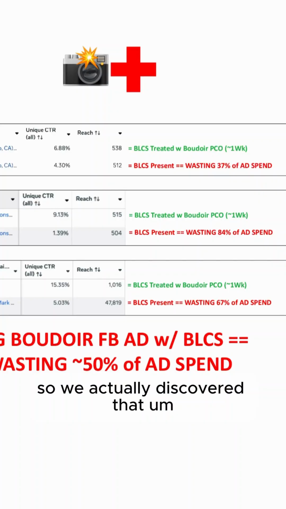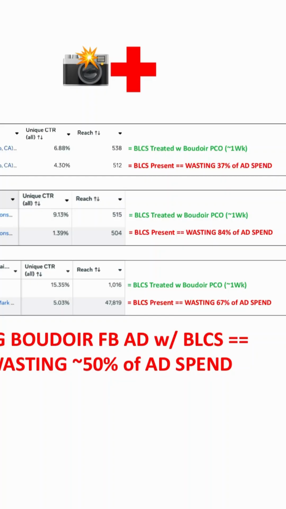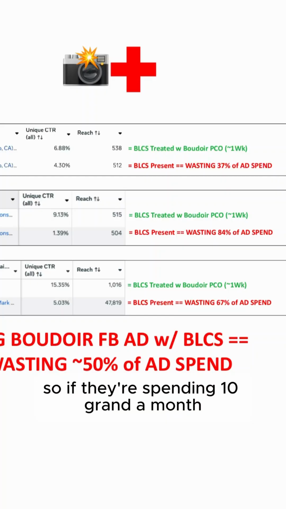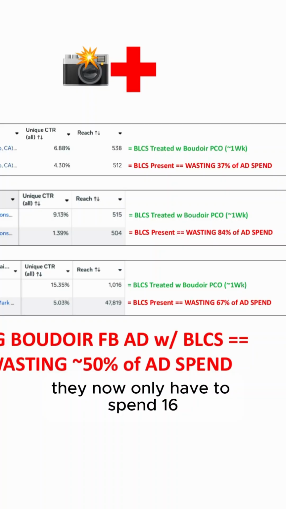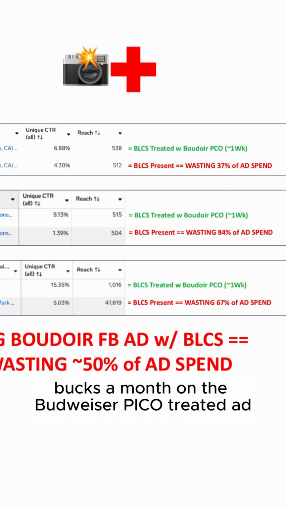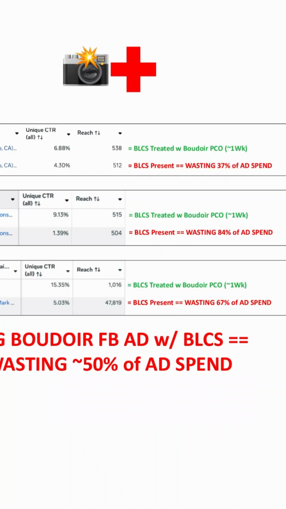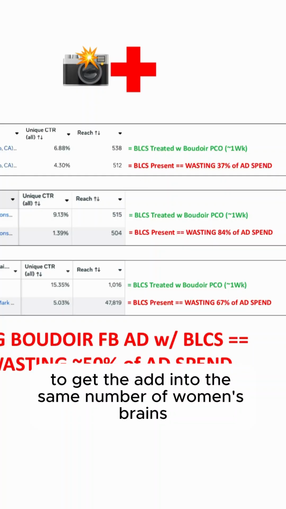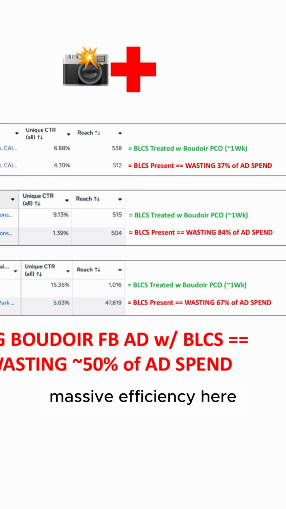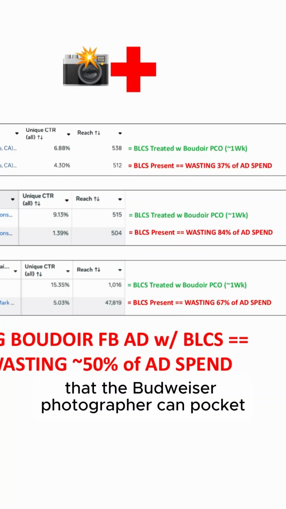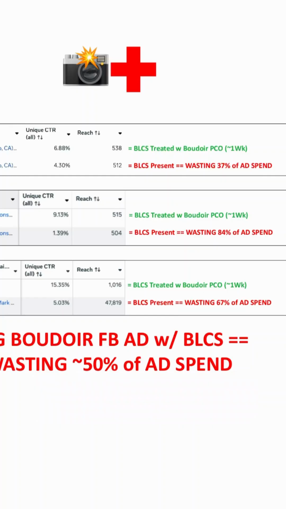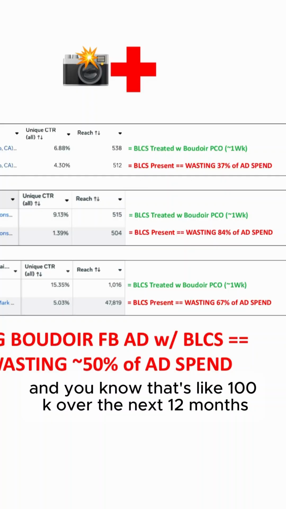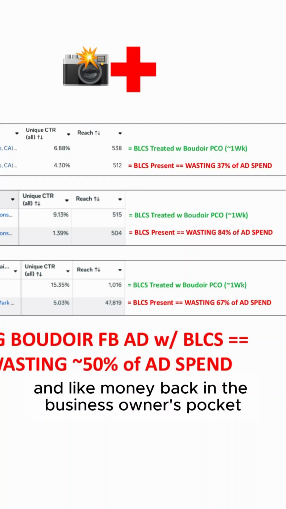So we actually discovered that the original was wasting 84% of ad spend. So if they're spending 10 grand a month on the original Boudoir Facebook ad, they now only have to spend $1,600 a month on the Boudoir Pico treated ad to get the ad into the same number of women's brains. So, massive efficiency here. It's $8,400 a month, literally, that the Boudoir photographer can pocket as kind of like a phantom profit, phantom bonus, by simply not having to burn it. And that's like 100K over the next 12 months in money back in the business owner's pocket.